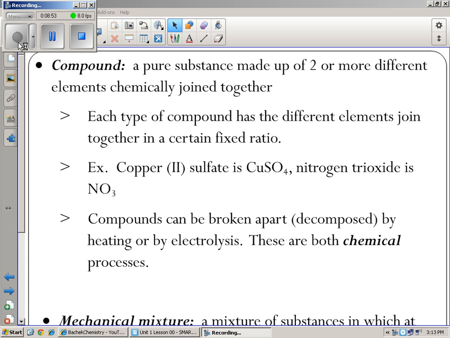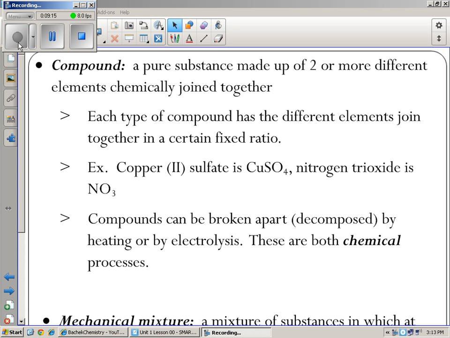So elements, of course, you can't break those apart by decomposing. They're the simplest form. That's what you're going to find. If you wanted to take, for example, copper 2 sulfate and break it down, you could. You could heat it up. It would break down eventually into copper, into some sulfur, into some oxygen. And we'll actually do decomposition when we get to Unit 4.